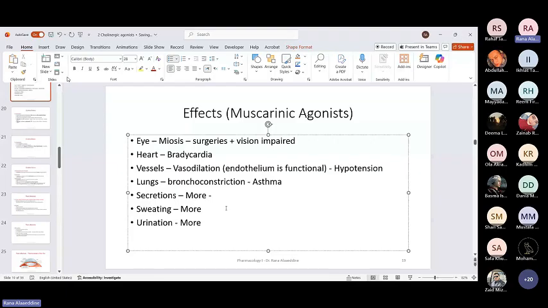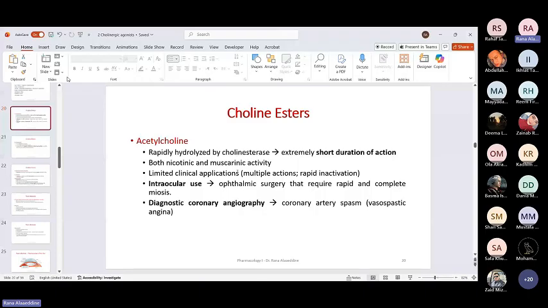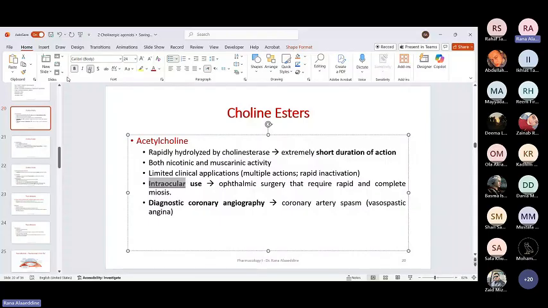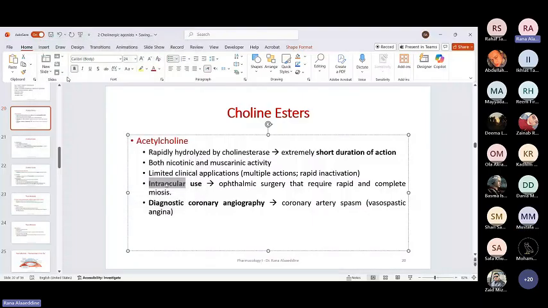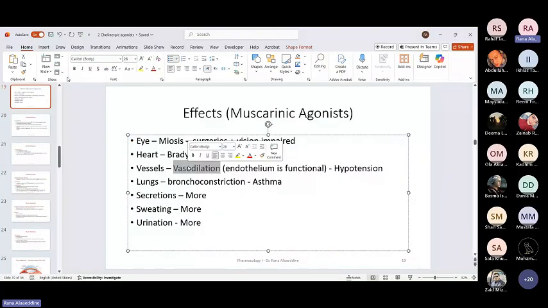So acetylcholine, if it's put in the eye, intraocular, meaning inside of the eye. If a surgeon is performing a surgery that requires meiosis, we get meiosis. Now, this is something I have been explaining all the time. Remember when I told you this idea? If the endothelium is functional, we will have vasodilation. If the endothelium is not functional, we will have vasoconstriction. This is exactly where I want to use this.